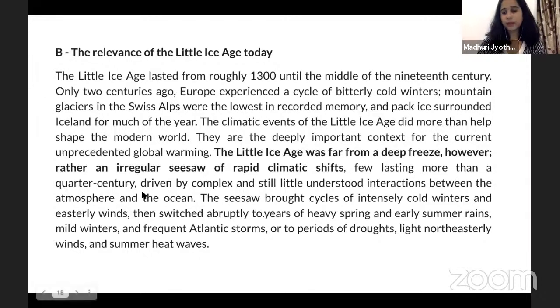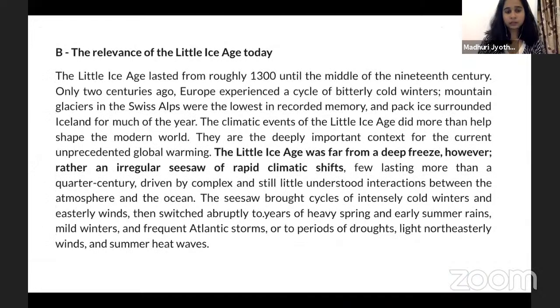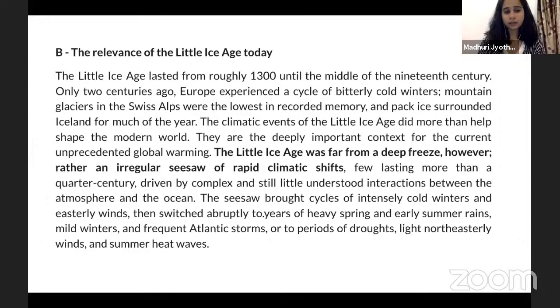So I am showing the passage to you. You can just go through it. This is the first paragraph. But most of your prompted answers, you're going to find in the second and the third one.